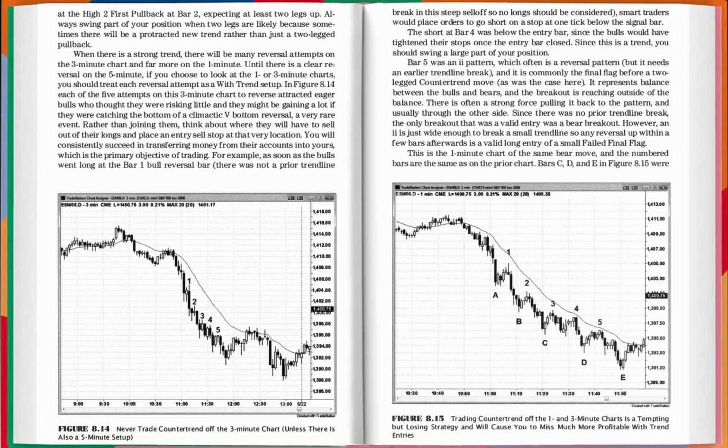When there is a strong trend, there will be many reversal attempts on the 3-minute chart and far more on the 1-minute. Until there is a clear reversal on the 5-minute, if you choose to look at the 1 or 3-minute charts, you should treat each reversal attempt as a with-trend setup. In figure 8.14, each of the 5 attempts on this 3-minute chart to reverse attracted eager bulls who thought they were risking little, and they might be gaining a lot if they were catching the bottom of a climactic V-bottom reversal, a very rare event.